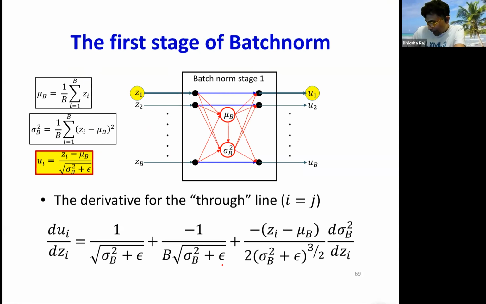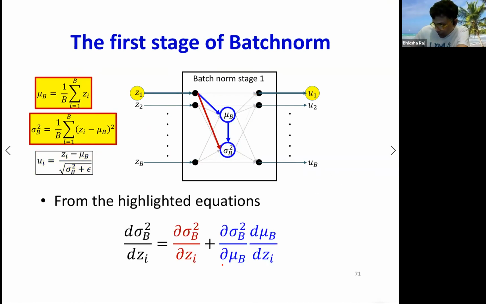And so now we have only one final term to compute, which is this one here, d sigma squared over dzi. Now, if you look at this dependence figure, which are the connections that are going to get activated?